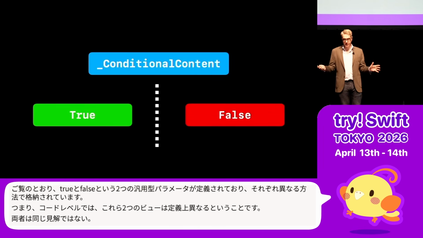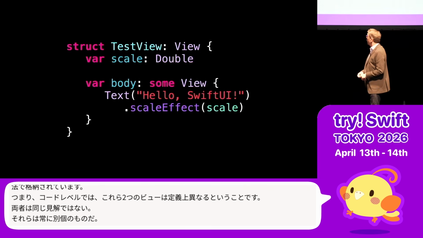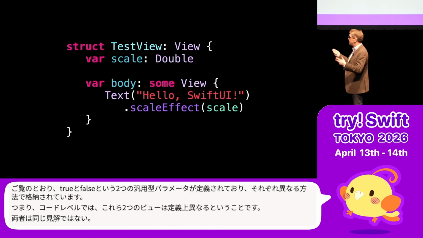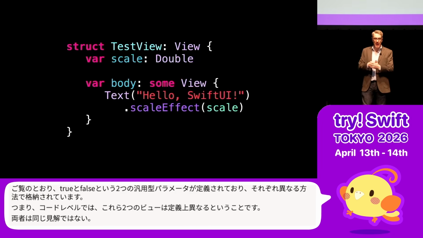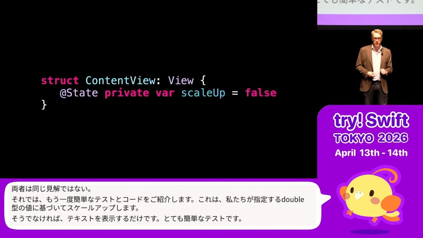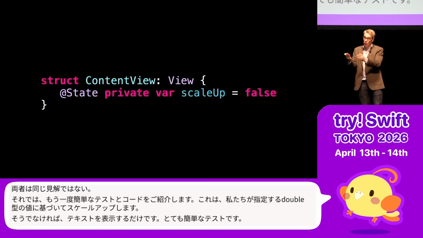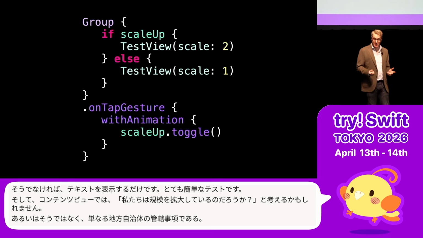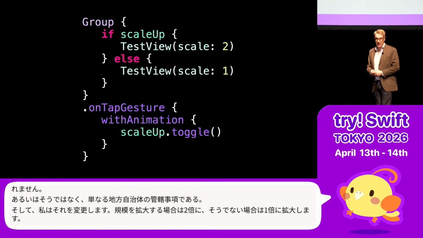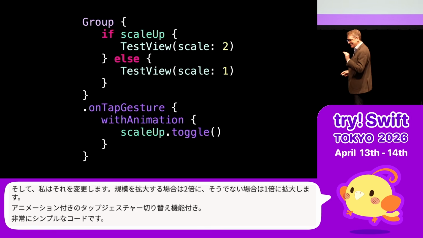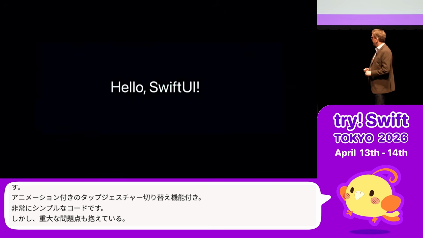They're separate, always. So again, here's a little test view, a bit of code for you. It'll scale up based on some double we provide to it. Otherwise, just show some text. Very simple little test view. Then in my content view, I might say, well, are we scaling up or not? A simple piece of local state. And I'll change that. If we're scaling up, do scale 2, otherwise scale 1, with an animated tap gesture toggle. Very simple code. But it contains significant problems. Here is the result.